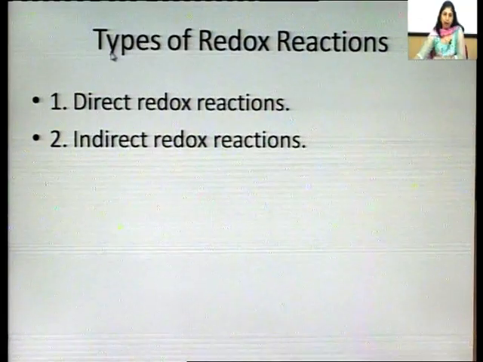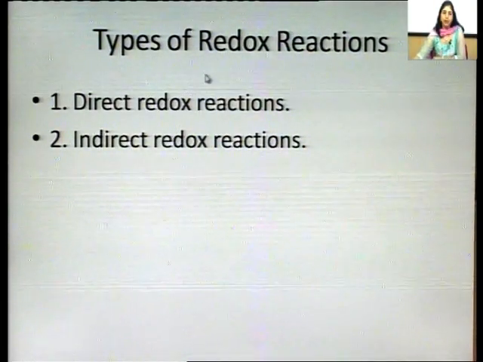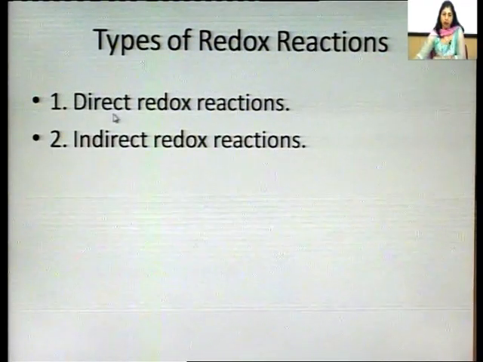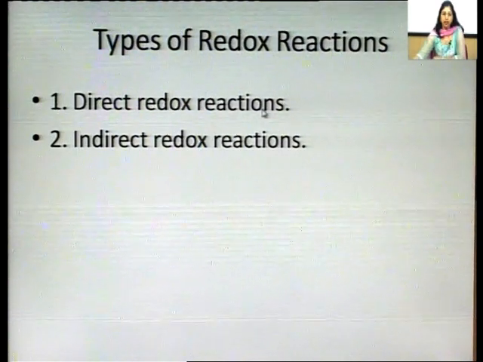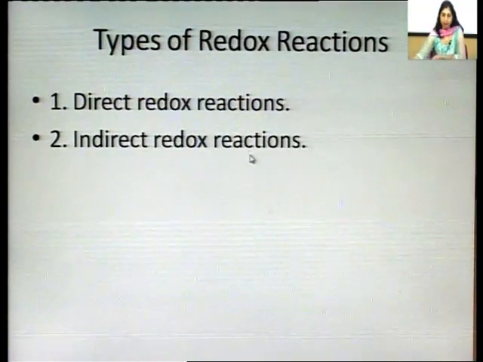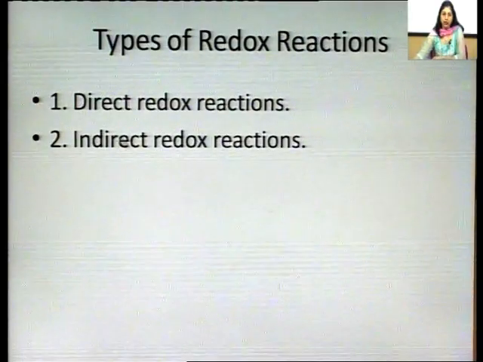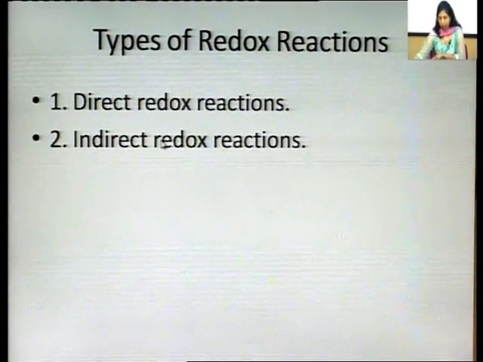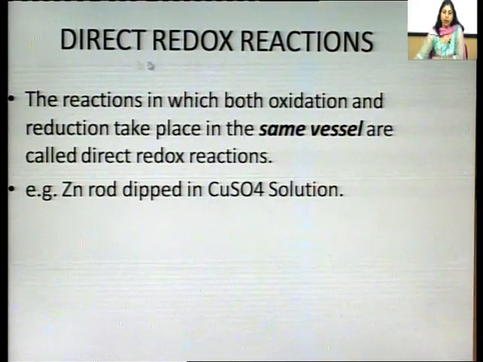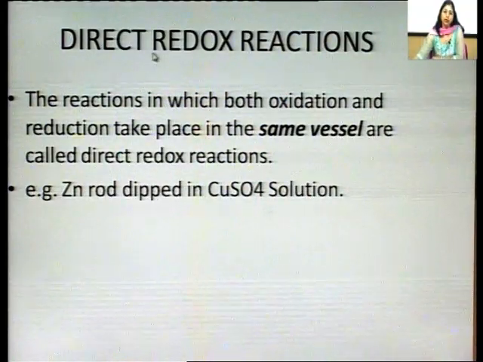Next is types of redox reactions. Basically, redox reactions are of two types. First one are direct redox reactions and indirect redox reactions. We will study about these two kinds of reactions in detail. First, I am going to tell you about the direct redox reaction. What do you mean by the word direct?